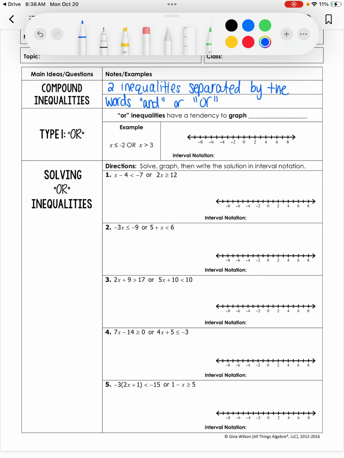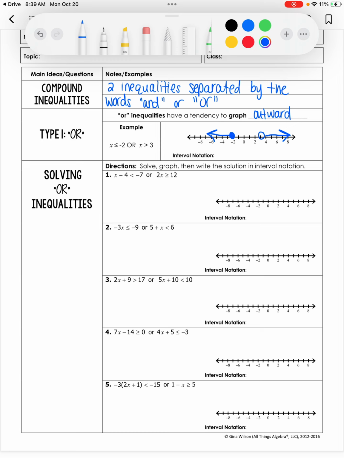"Or" inequalities, which we're going to work on today, have a tendency to graph pointing in opposite directions. So they graph outward. For example, x is less than or equal to -2, or x is greater than 3. So what we would do to graph this inequality is just graph both of these inequalities on the same number line. So x is less than or equal to -2 would be a closed circle at -2, and the solutions would be to the left. Or x is greater than 3, that would be an open circle at 3 with the solutions to the right.